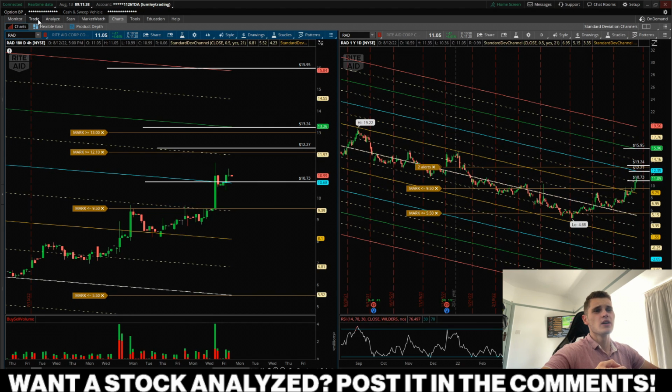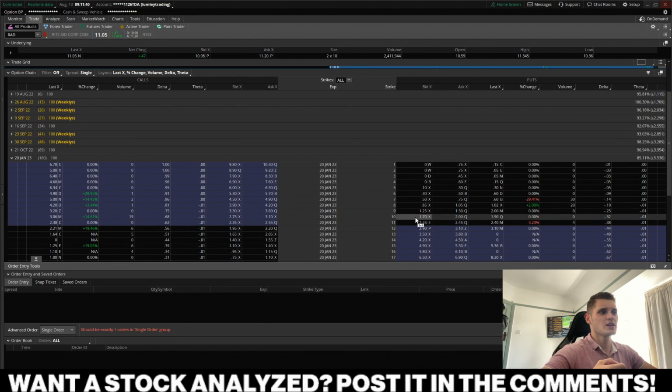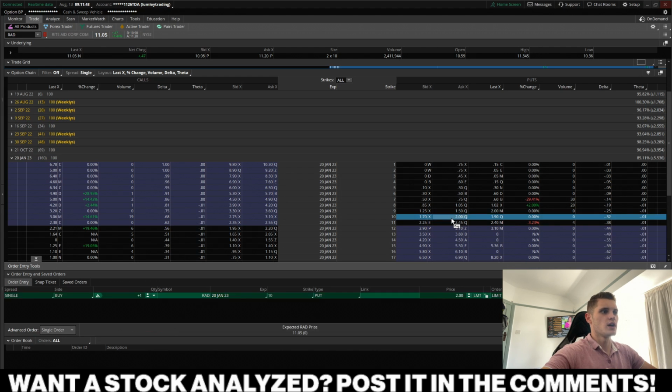$10.50. So really, all I would be looking to do is get a strike of $10, and we can see we're on the put side. All we would look to do then is literally buy a put, and it's really as simple as that. That's all we're really looking to do.